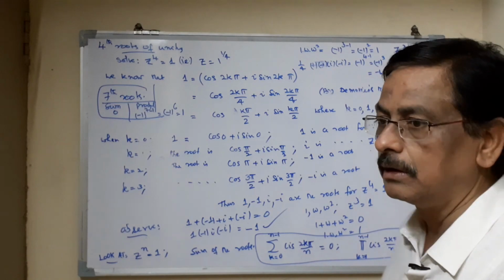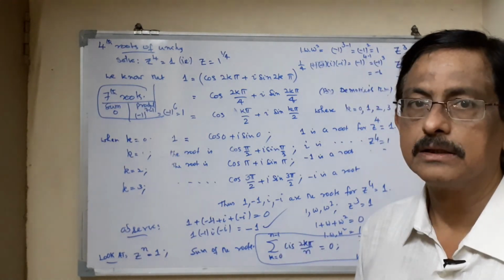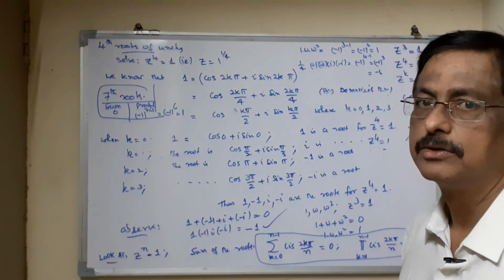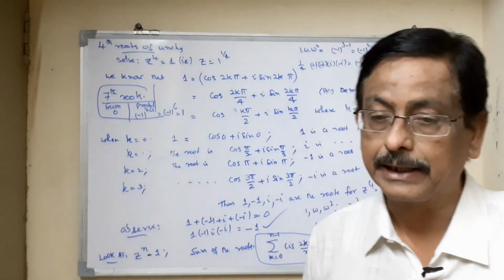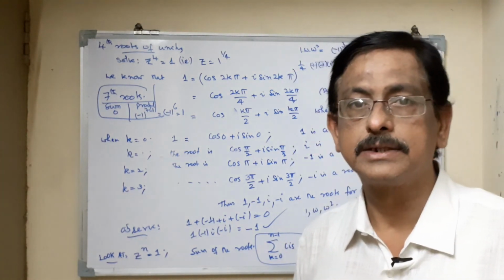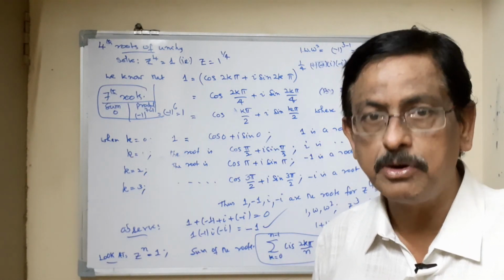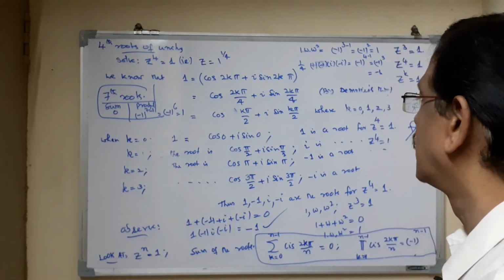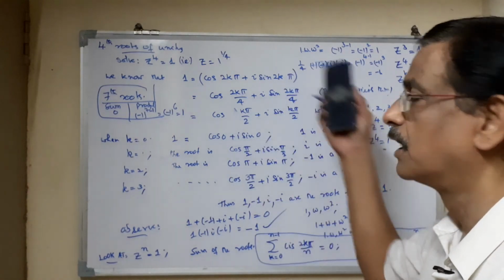In the next session, we will see some problems on everything we have so far discussed on complex numbers, like complex conjugates, z z bar, argument, De Moivre's theorem, and applications of De Moivre's theorem. In the next class, I would like to discuss certain problems regarding all this theory.